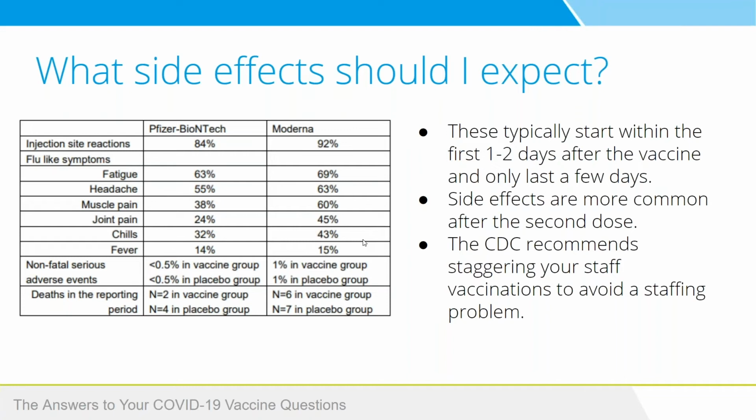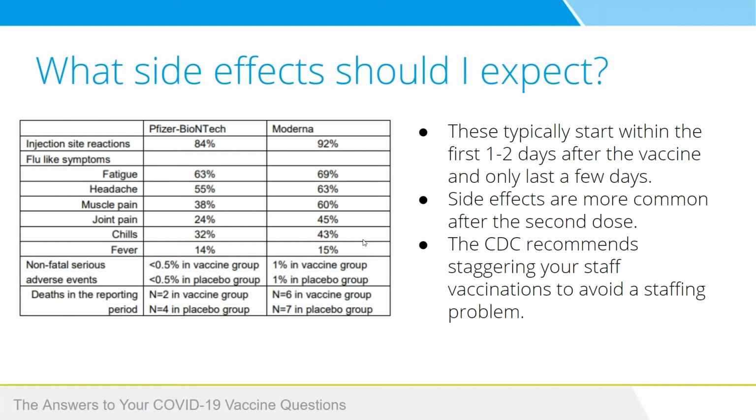In fact, the CDC has recommended that when your staff is getting vaccinated, you stagger it. Don't have a big staff party where everyone goes to get vaccinated at the same time, because you have the potential that everybody on your staff might not feel well and need to call in for a day or so. So to avoid staffing problems, the CDC recommends staggering your staff vaccinations, which I think makes a lot of sense.